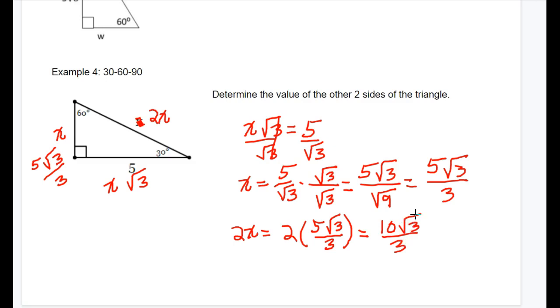Given one side and these special right triangles, you can solve for the other two, and that's a pretty good deal.